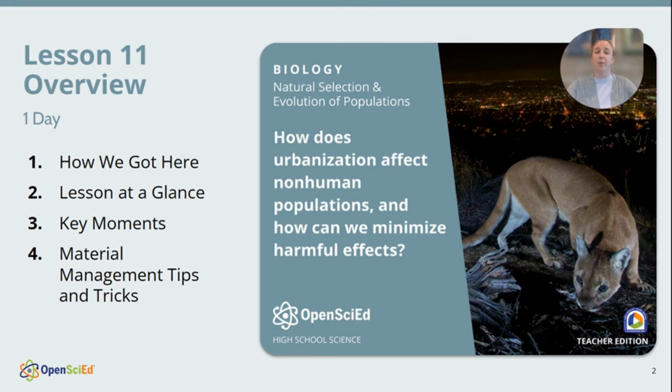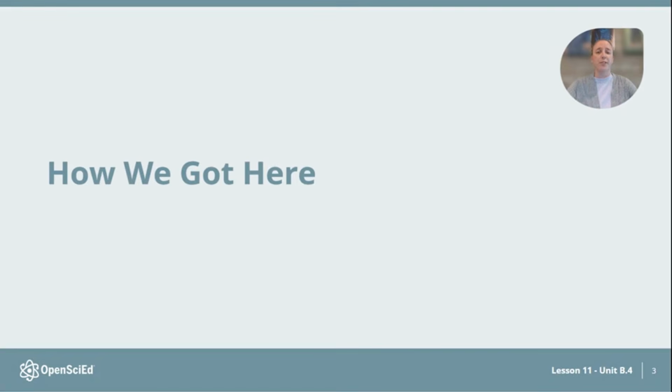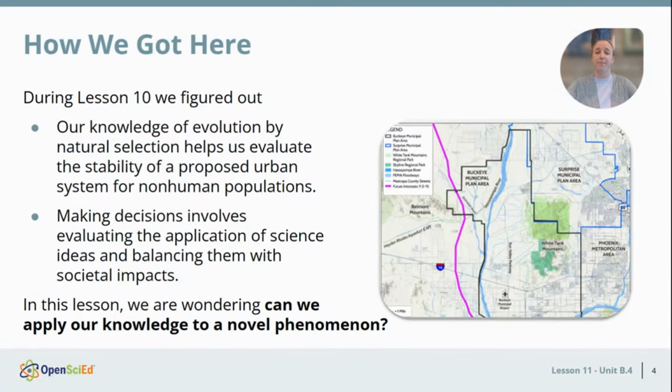Lesson 11 is important because we put the pieces together that we've learned about natural selection as we encounter a new phenomenon and use our knowledge to complete a transfer task. First, let's recap how we got to Lesson 11.